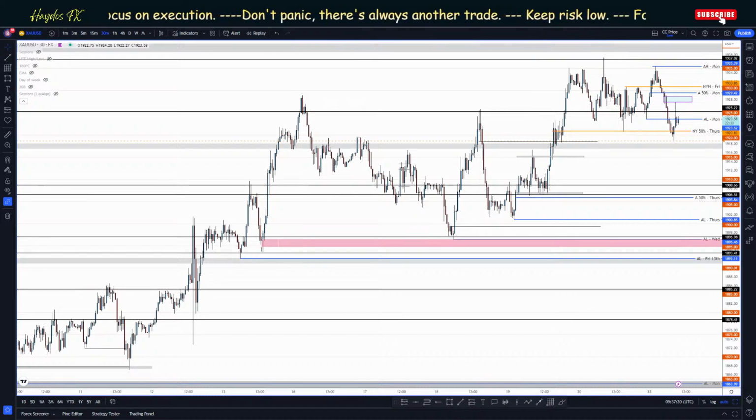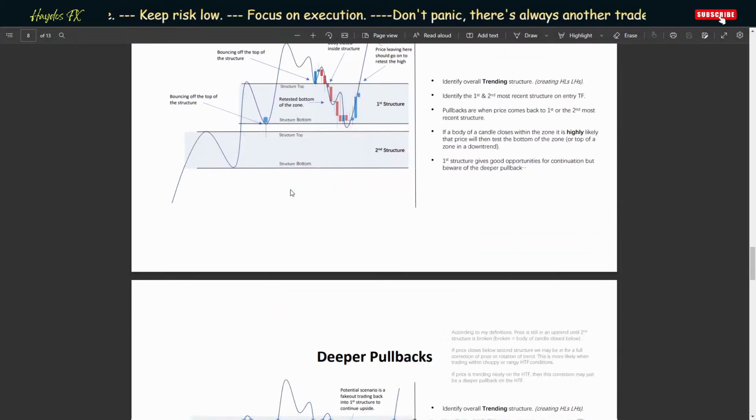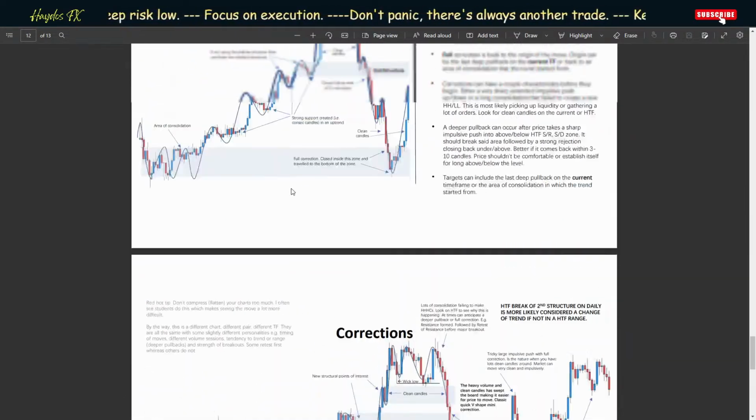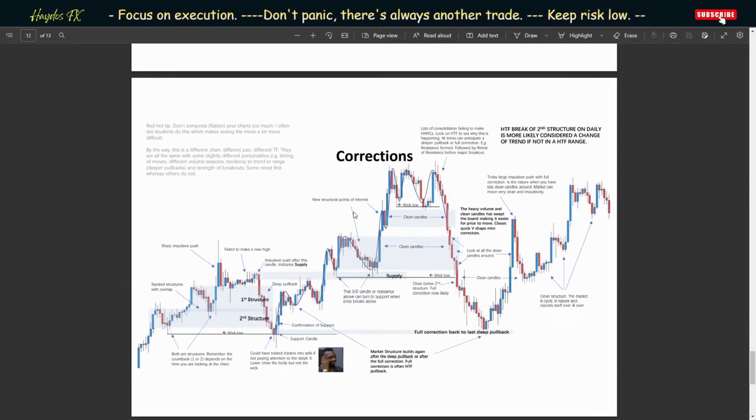Kind of like what I had on. Where's my pullbacks? Structured pullbacks, in your handouts. Corrections, yeah. Something like this. So it's pulling back more to that third structure that you've been saying.